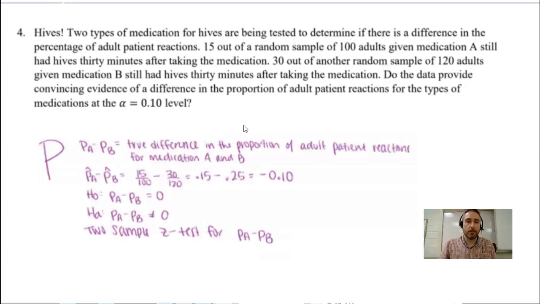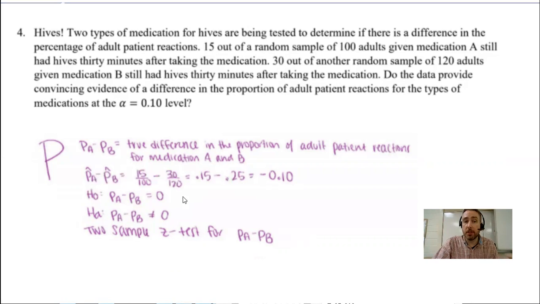So first, we state our parameter and hypotheses. In this case, the proportion of pA minus pB is the difference in proportion of adult patient reactions for medications A and B. They were just labeled A and B because that's what they're called. The sample would be p hat A minus p hat B, 15 out of 100 minus 30 out of 120, 0.15 minus 0.25, which is negative 0.10. So you could go either way. It doesn't matter if you did the B minus A. I just typically use the first one minus the second one.